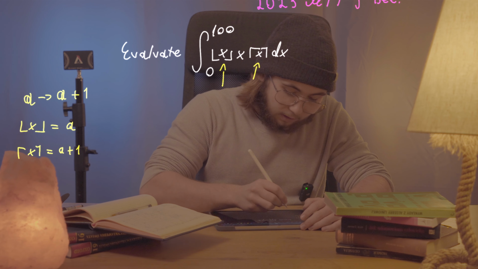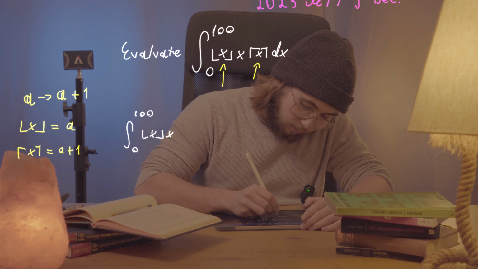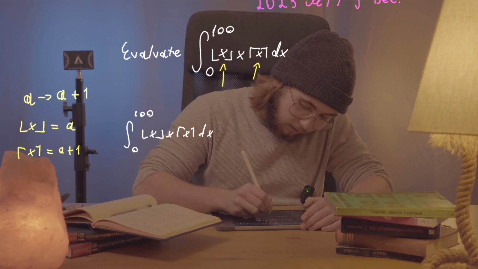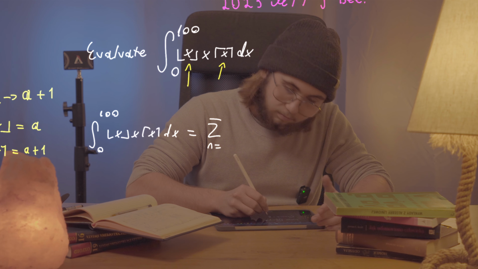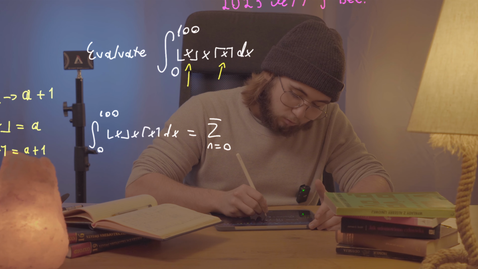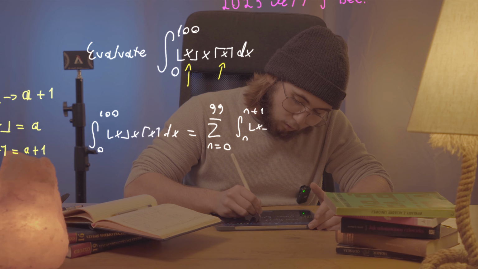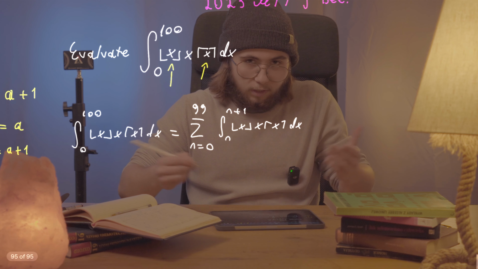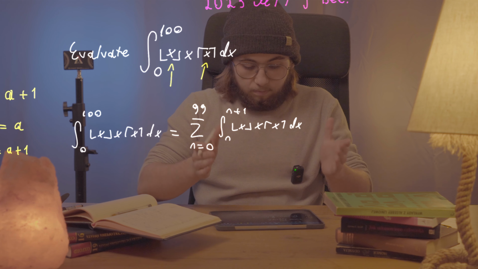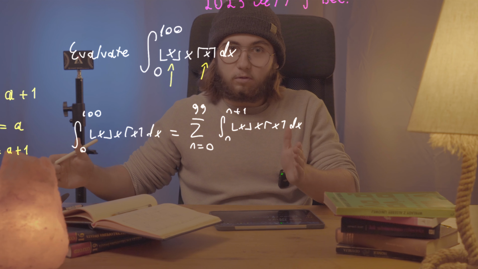And so we can rewrite this integral from 0 to 100 of the floor of x times the ceiling of x dx as just a sum of a bunch of integrals. So let's say the sum from n equal to 0 to 99 of the integral from n to n plus 1 of the floor of x times the ceiling of x dx. And so what did I do here? Well, nothing really. I just split this integral right over here into 100 smaller integrals.